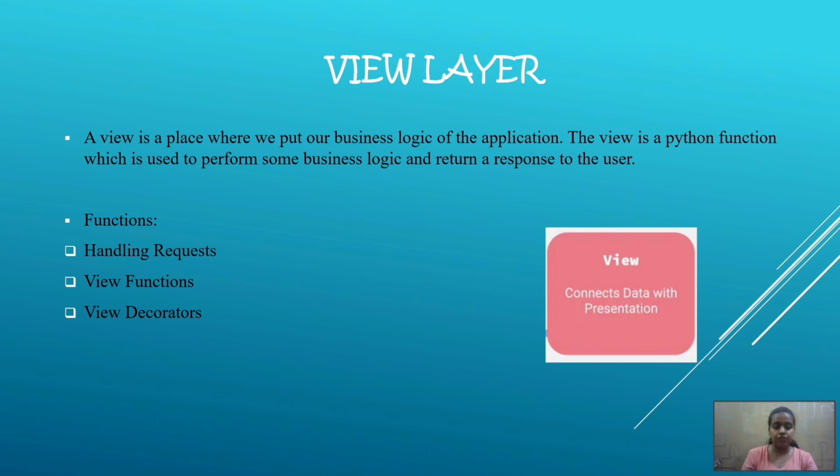View functions. View functions or views are the core of the view layer. These Python functions receive requests objects, interact with the model layer, and render the appropriate template to generate the final response. View decorators. Django provides a variety of built-in view decorators that add functionality to views such as authentication, caching, and permission handling, allowing developers to focus on the core business logic.